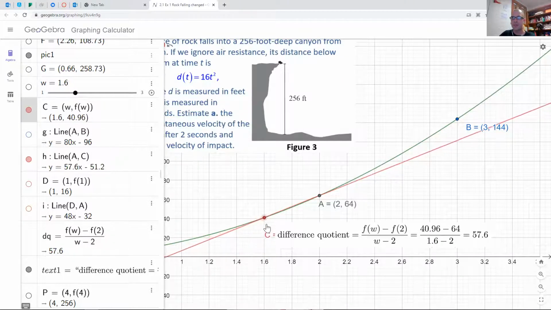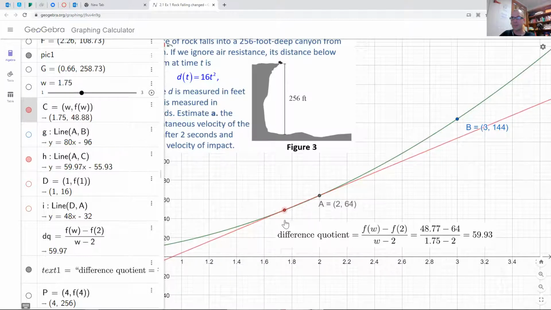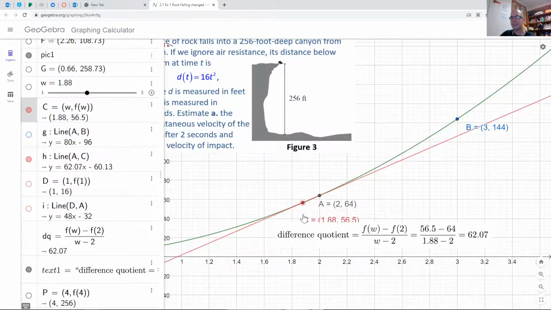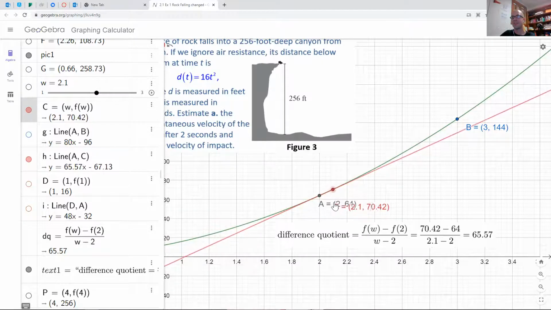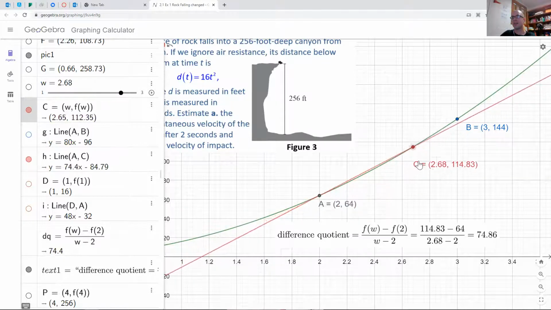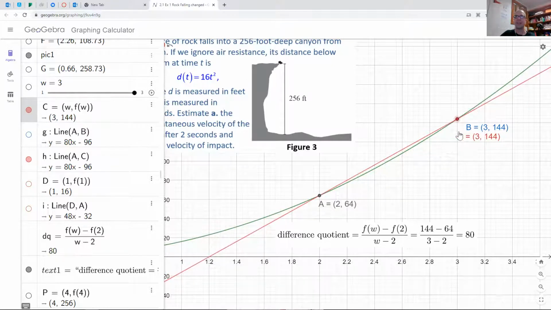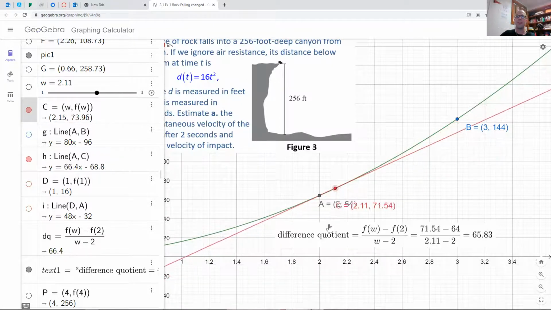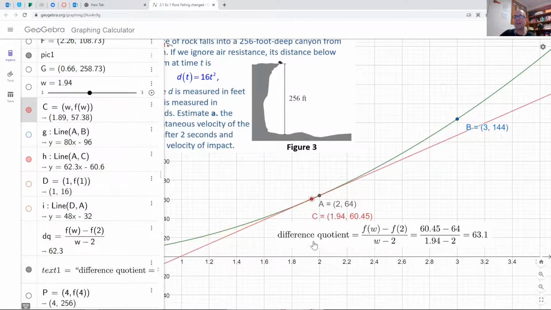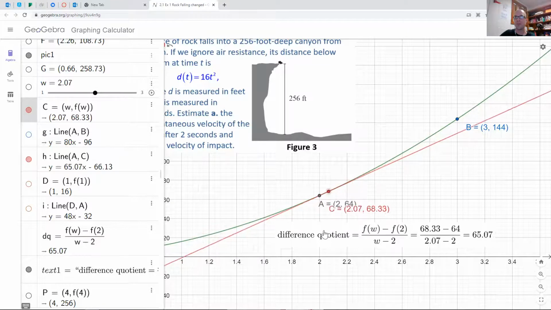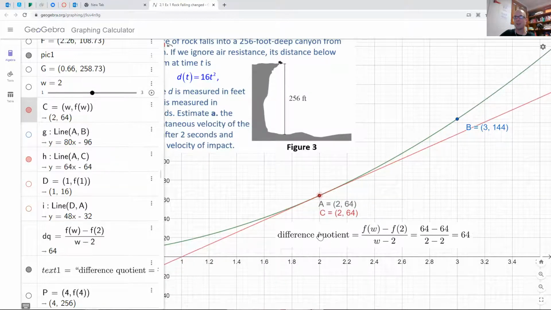As I get closer and closer here, you can see that we're approaching 59, 60, 61, 62, all the way till we get here, and it looks to be about 64 when we're there. And then it continues to grow over time up to 80, what we found before. But the limiting process, whether you're coming from the left or from the right, seems to approach this value of 64.